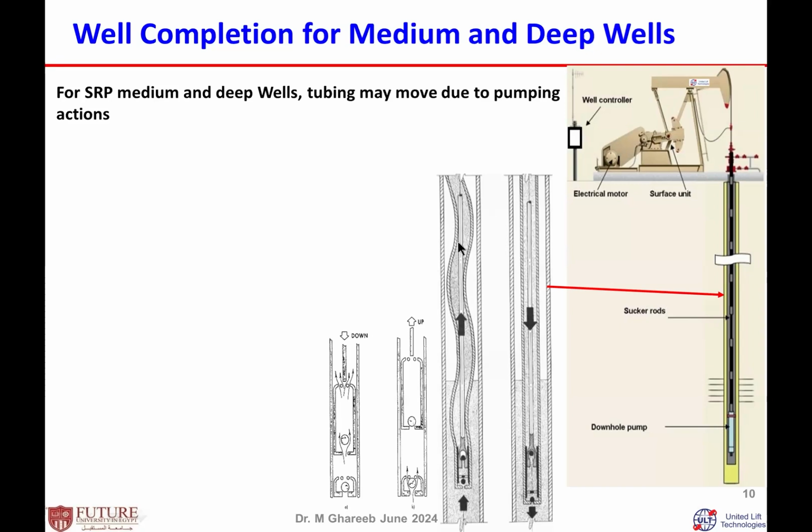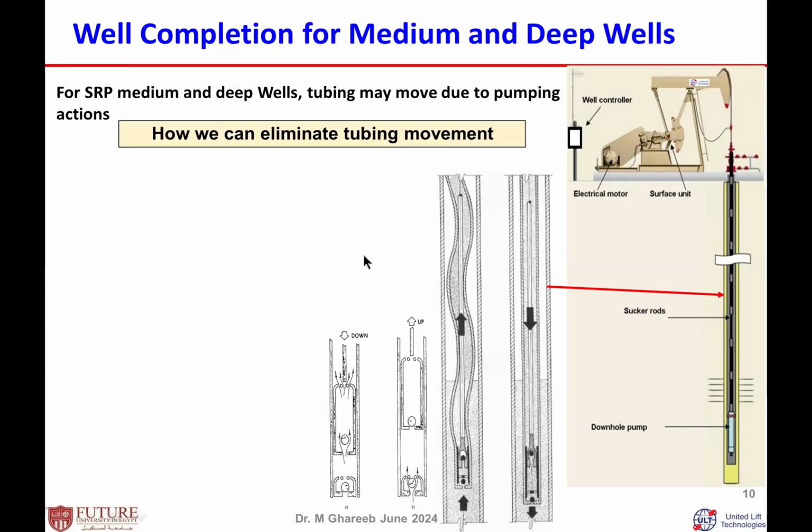Then there will be friction between the rods and tubing. Metal-to-metal friction will erode them against each other, and this can create a big and severe problem for the rod and tubing. In order to eliminate that tubing movement, we are anchoring.